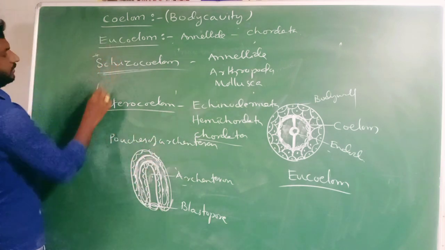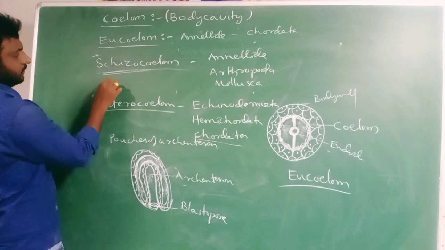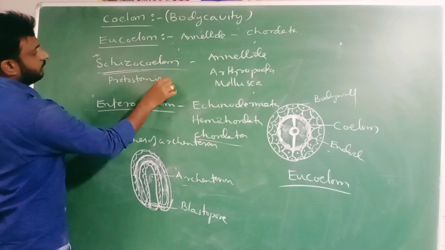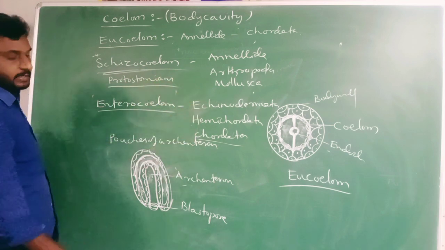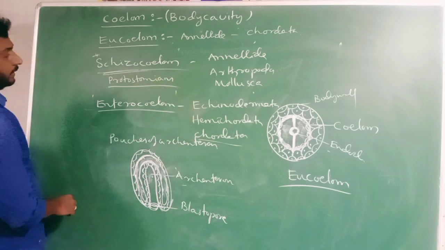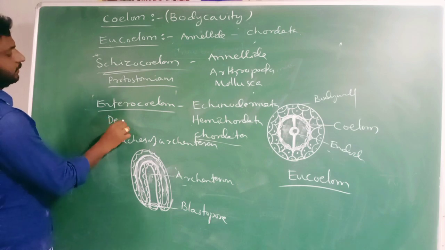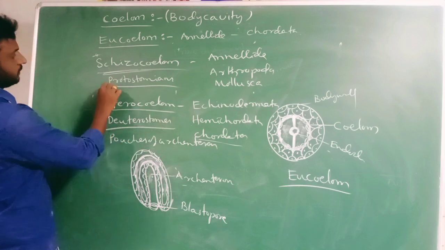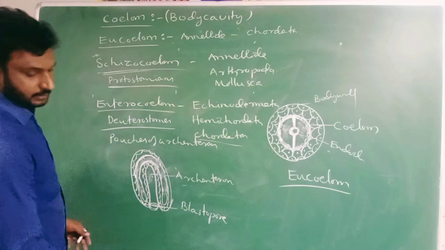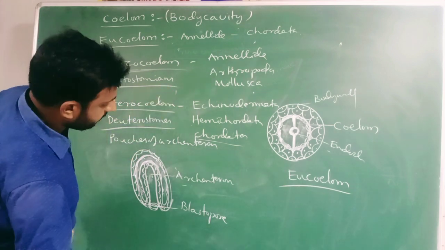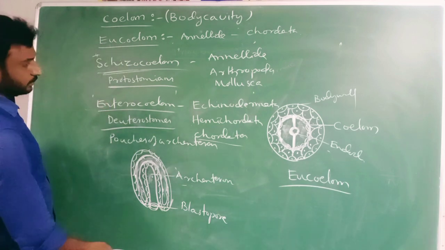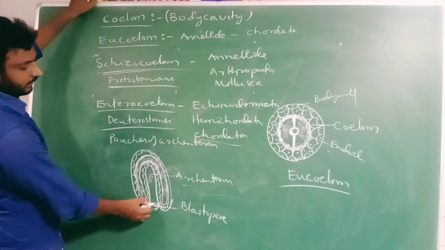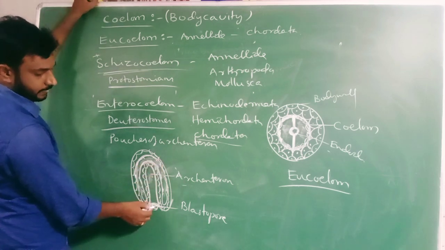One more point: all schizocoelomates are protostomes, protostomians, and enterocoelomates are deuterostomes. Protostomes and deuterostomes are classified based on the fate of the blastopore. We already discussed the blastopore. What is the blastopore? It is the opening of the archenteron in the gastrula stage.